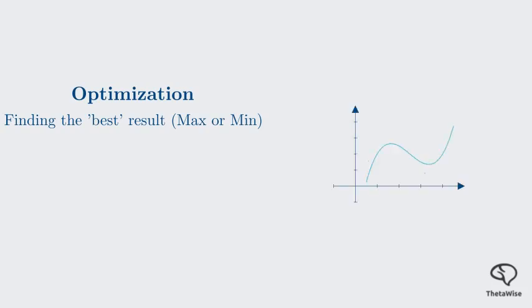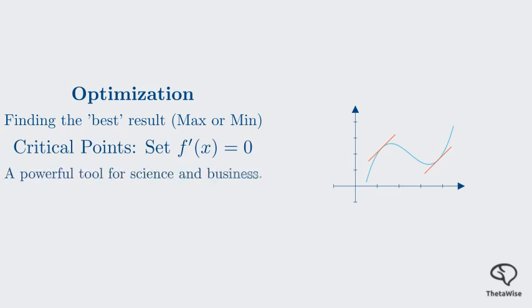Look at the very top of a hill or the very bottom of a valley on a graph. What is the slope there? It's perfectly flat. Because the slope is 0 at these peaks and valleys, we can find them by taking the derivative and setting it equal to 0. This is one of the most powerful hacks in all of science and business.